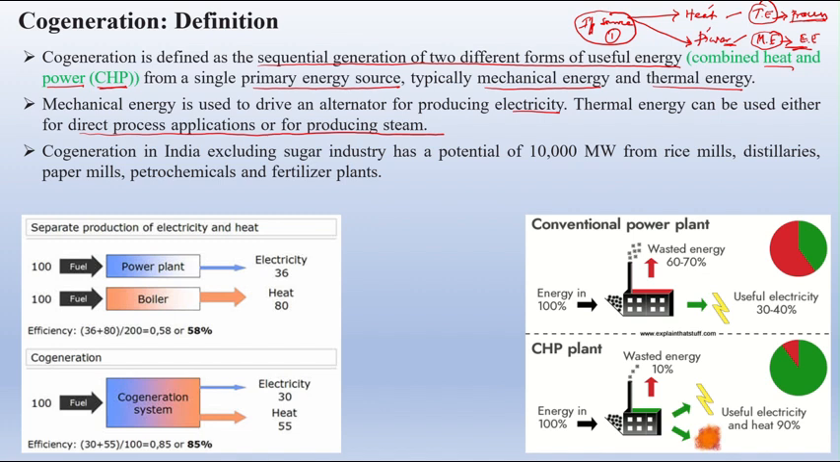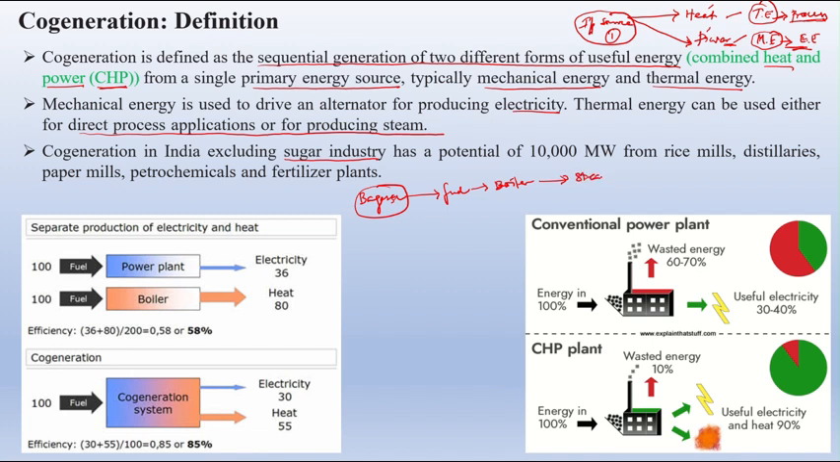Then the third point: cogeneration in India, excluding the sugar industry, because mostly cogeneration is employed in the sugar industry. In the sugarcane industry, the waste material from the sugarcane is bagasse. You all know that bagasse is a waste from sugarcane. Bagasse is used as the fuel for the boiler. This fuel is given to the boiler, and the boiler produces steam.